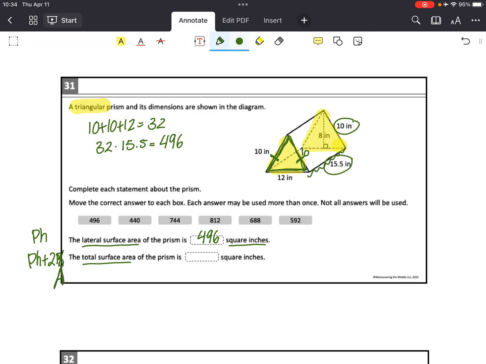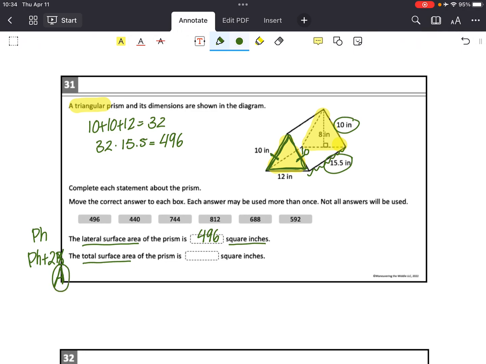For total surface area, I now also need to find the area of the base. Because my base is a triangle, I need to find the area of a triangle. So this is on your bestie as well. It is 1/2 base times height. So now again, we're just focusing on the triangle. Everything else about this picture is no longer relevant to me. I just want to know the area of that triangle.